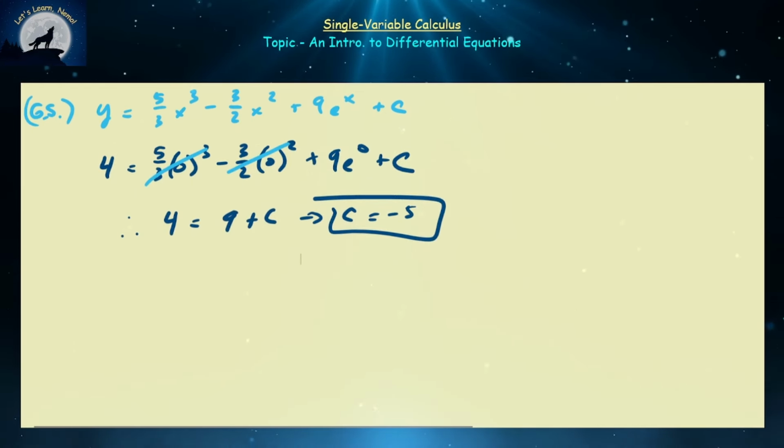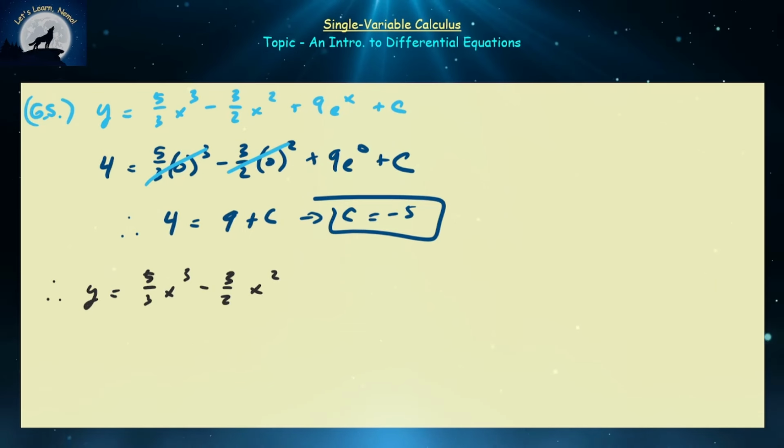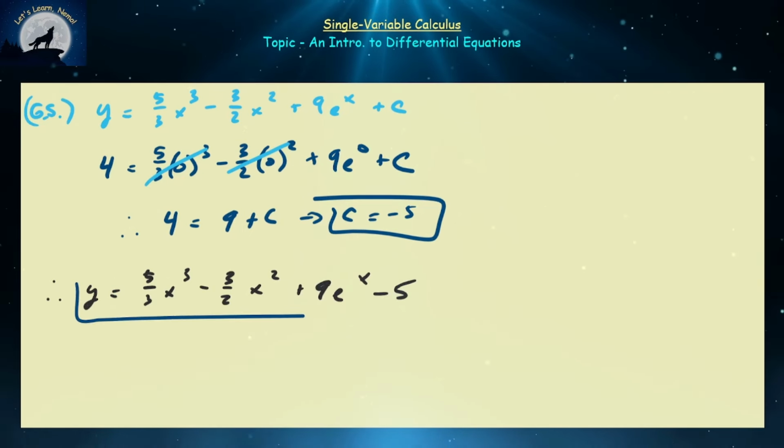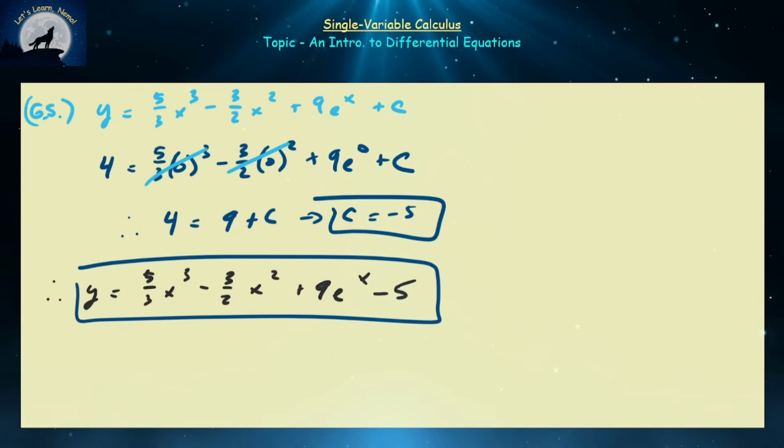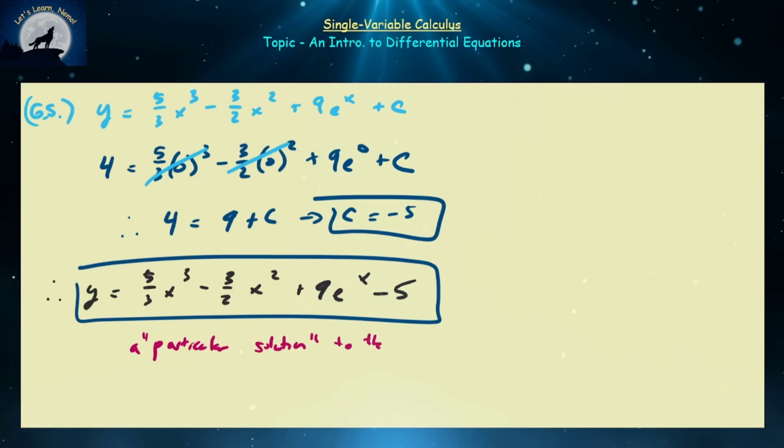Once I have my constant c, then I have y is equal to 5/3 x to the power of 3 minus 3/2 x squared plus 9e to the x minus 5. And this object that we have here is what we call a particular solution to the differential equation.